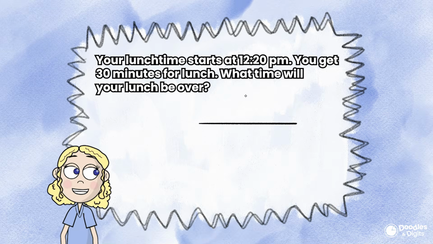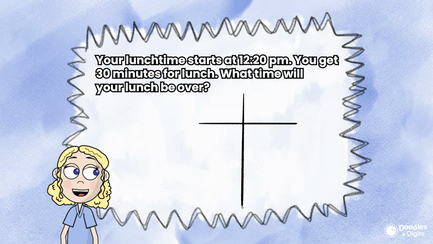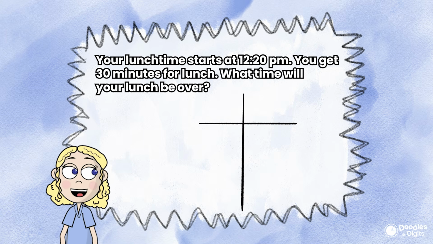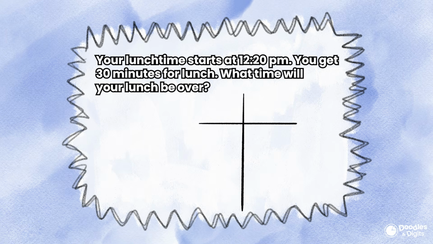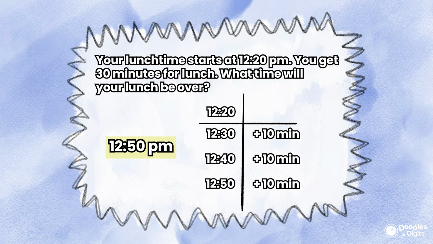Let's say that your lunchtime starts at 12:20. You get 30 minutes for lunch. What time will your lunch be over? Let's make a T-chart to solve this. All right, we're going to start at 12:20, and each time we break up that 30 minutes, we'll put the elapsed time in the right column. We'll go by 10 minutes. 12:20 plus 10 minutes is 12:30. 12:30 plus 10 minutes is 12:40. And 12:40 plus 10 minutes is 12:50. So we've added 30 minutes of elapsed time to equal our final time, which is 12:50. Your lunch will be over at 12:50 p.m.